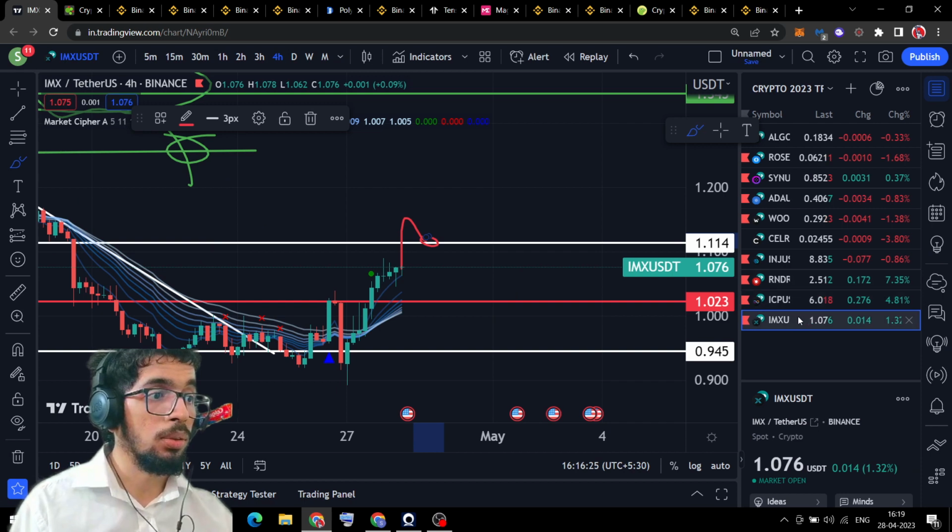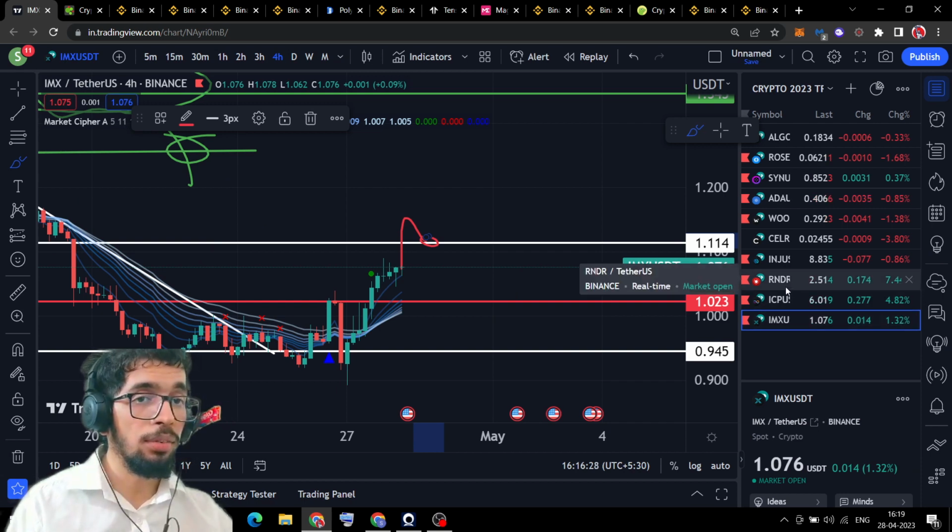But your Woo is a good trade on. Render also is already done, it's already gone. We need to wait for it to settle to re-enter.